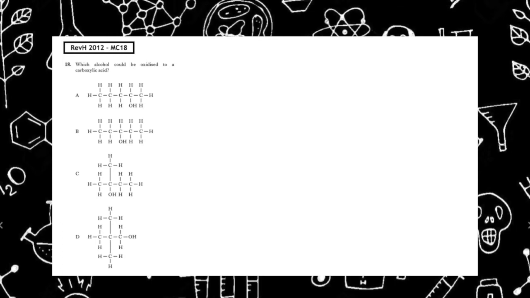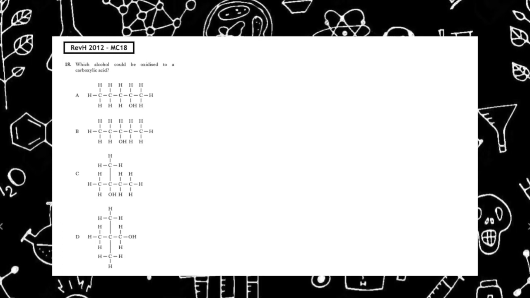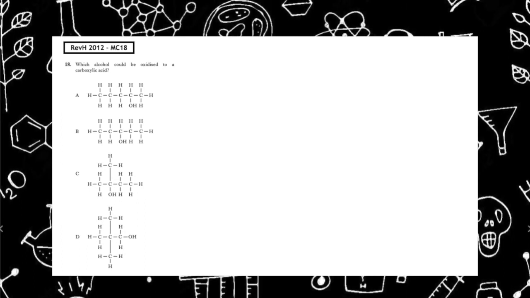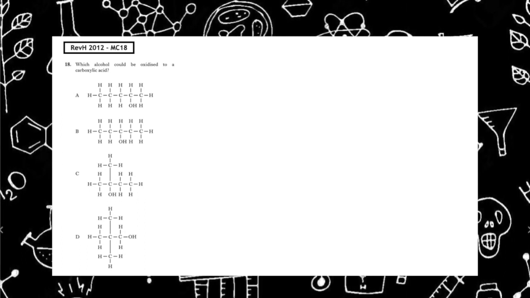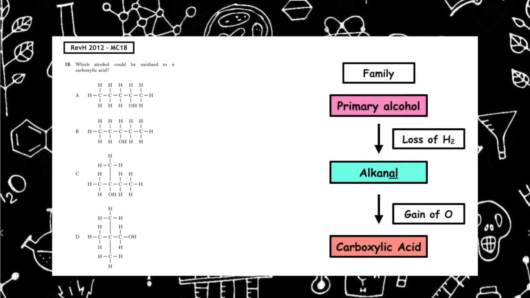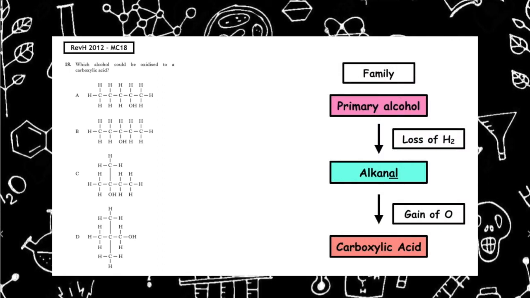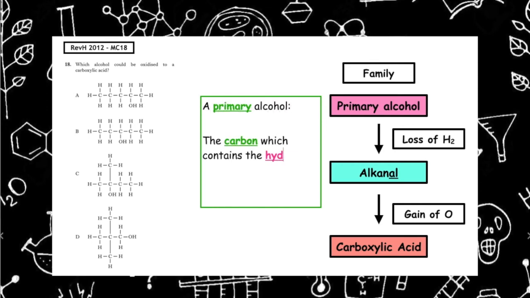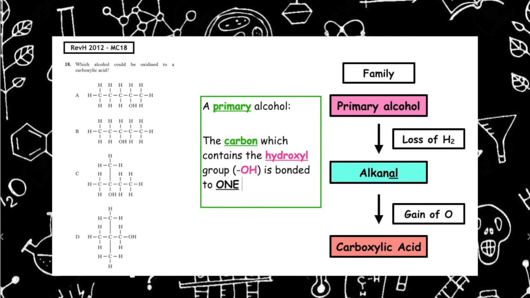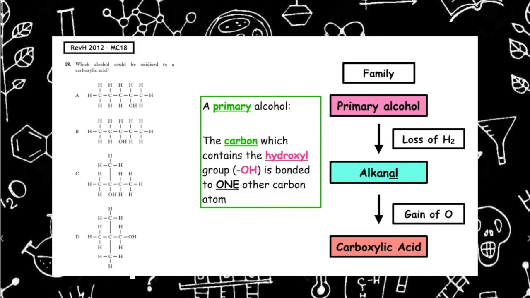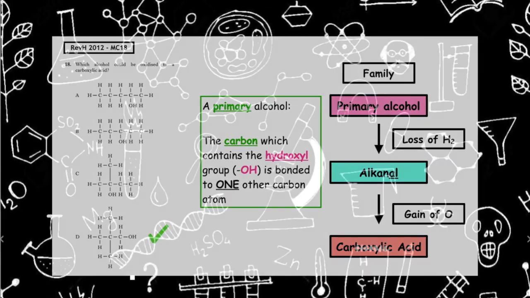This past paper question is from the Revised Higher 2012 Multiple Choice 18. Which alcohol could be oxidised to form a carboxylic acid? What we need to remember is that primary alcohols undergo the first stage of oxidation to form alkanals and then undergo a second stage of oxidation to form carboxylic acids. Remember our definition: a primary alcohol, the carbon which contains the hydroxyl group, is bonded to one other carbon atom. So the correct answer to this is multiple choice answer D.